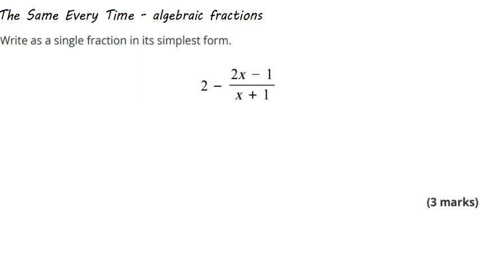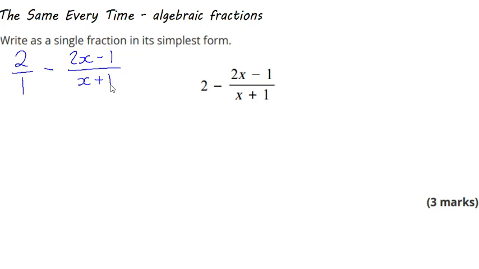So I've got the whole number 2. How do I convert a whole number into a fraction? Well, very straightforward. I just have to write it over 1. So, whole number 2, writing it as a fraction, 2 over 1. And then we're taking away 2x minus 1 over x plus 1.